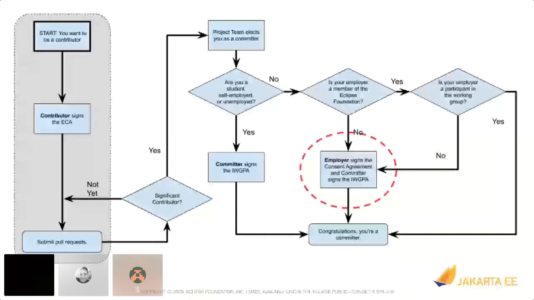But we wound up in a situation where people who worked for a company that is not a participant in the working group could not be committers. And of course, that's not something that the Eclipse Foundation is particularly comfortable with. We're really all about inclusion and bringing as many people as we can to the table. So we set about solving this problem. And the way that we solve this is by introducing a new agreement.